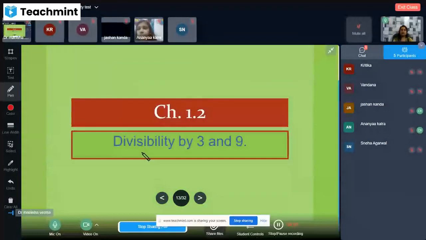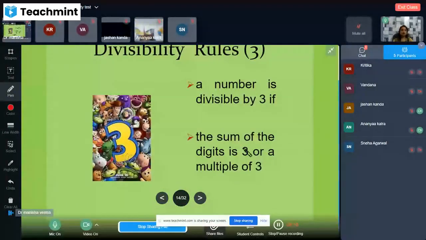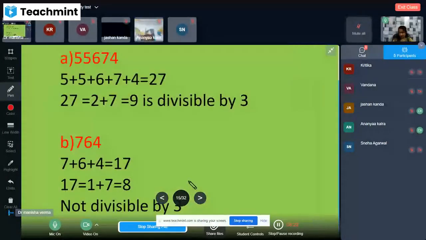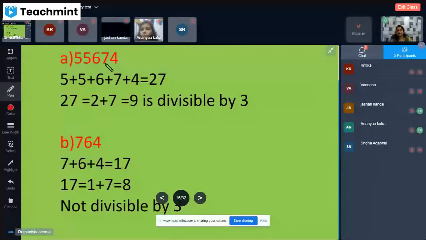Okay. Now let's see divisibility by 3 and 9. How do we check divisibility by 3 and 9? For this, we have to sum up all the digits. हमें सारे digits को add कर लेना है. ठीक है? आप ये सारे digits को add कर लीजिए. 5 plus 5 plus 6 plus 7 plus 4. Right? कितना आया sum? Sum आया 27.